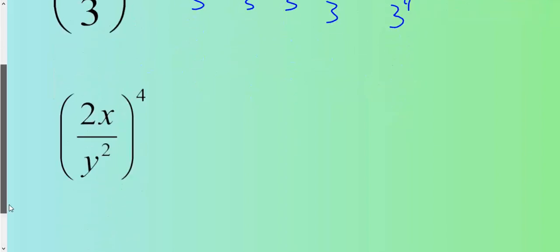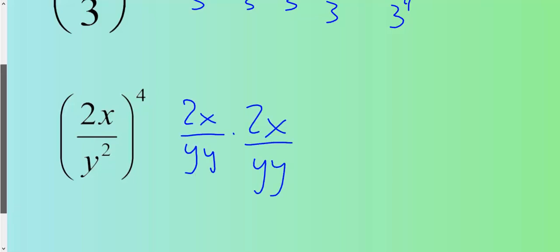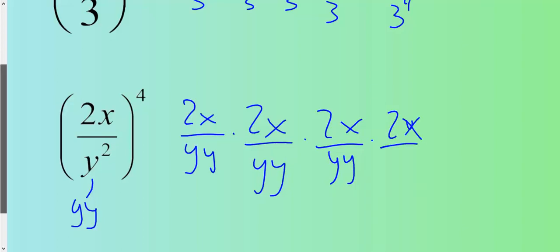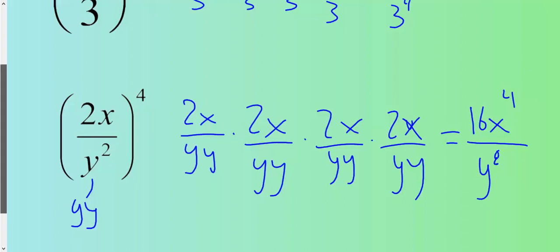Here I have 2x over y times y, and I'm going to do that 4 times. So notice how I expanded this to y times y. Expand what's inside the parentheses first. That'll make your work a little bit easier. Okay, so I have 2x over y times y 4 times. So 2 times 2 times 2 times 2 is 16. And then x to the 4th over y to the 8th.